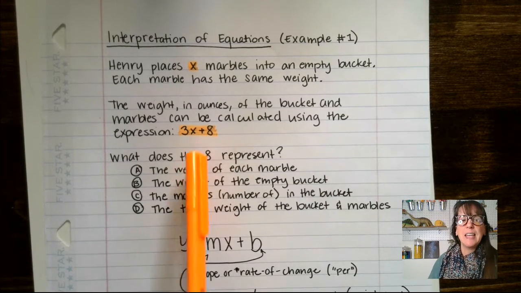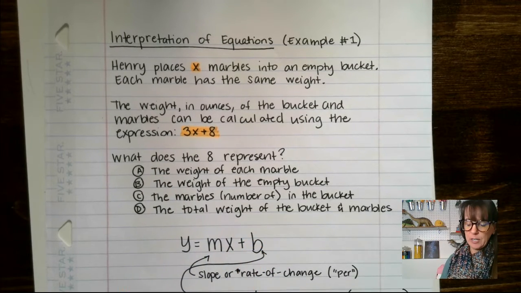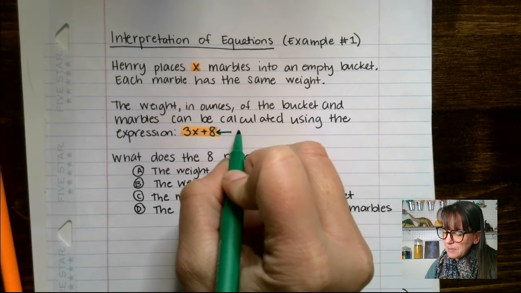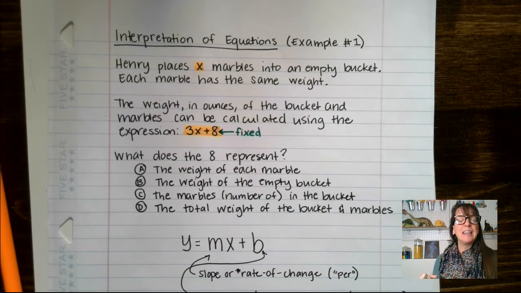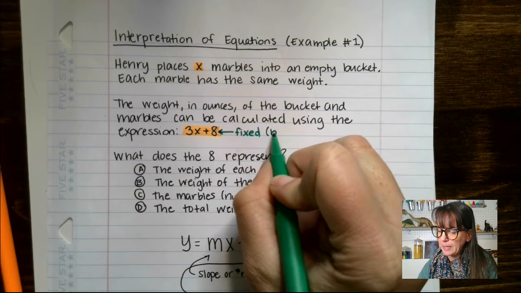So we look at this and we go back to our representation of our slope and our starting or fixed amount. So that means that this is going to be our fixed amount. And if we consider the marbles, the bucket, and all of that, that's going to be the bucket. The bucket's not changing. The weight of the bucket itself does not change. So that's going to be our fixed amount, our bucket.